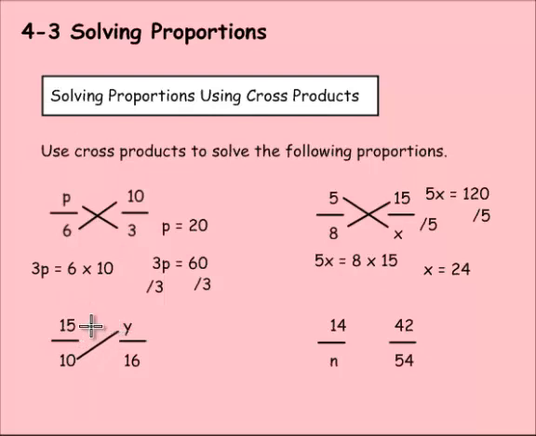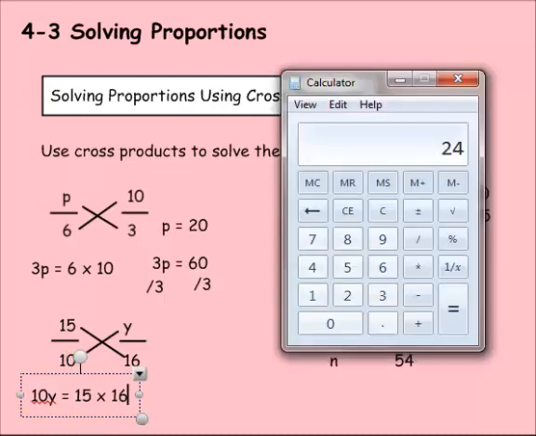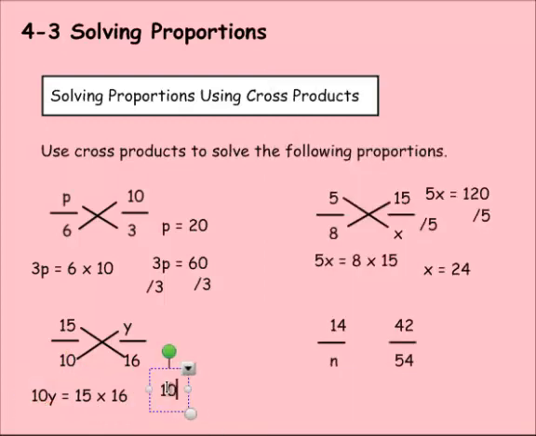10 times y equals 15 times 16. So I'm going to do 10y equals 15 times 16. 15 times 16 equals 240. So 10y equals 240. Divide both sides by 10. 240 divided by 10 equals 24, so y equals 24. So if I plug in 24 here, 15 over 10 is proportional to 24 over 16.